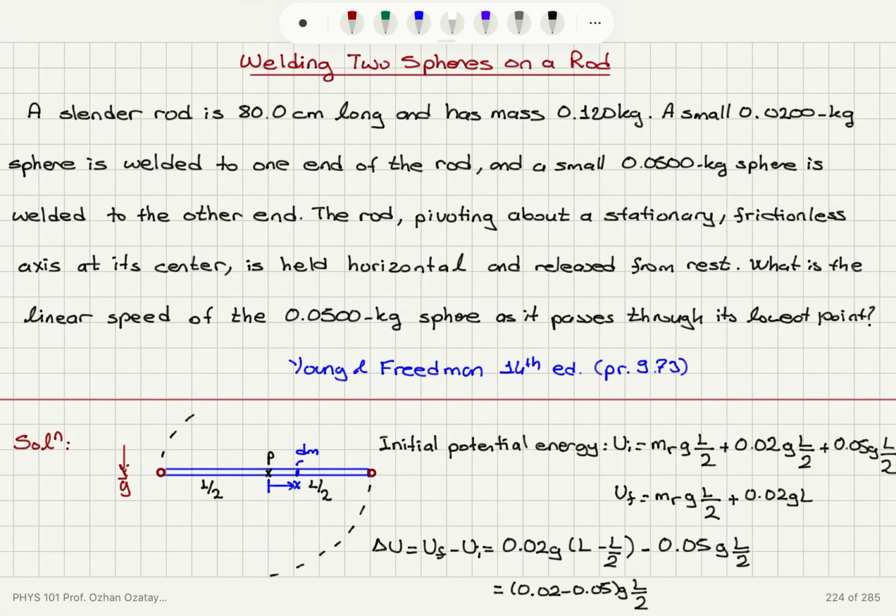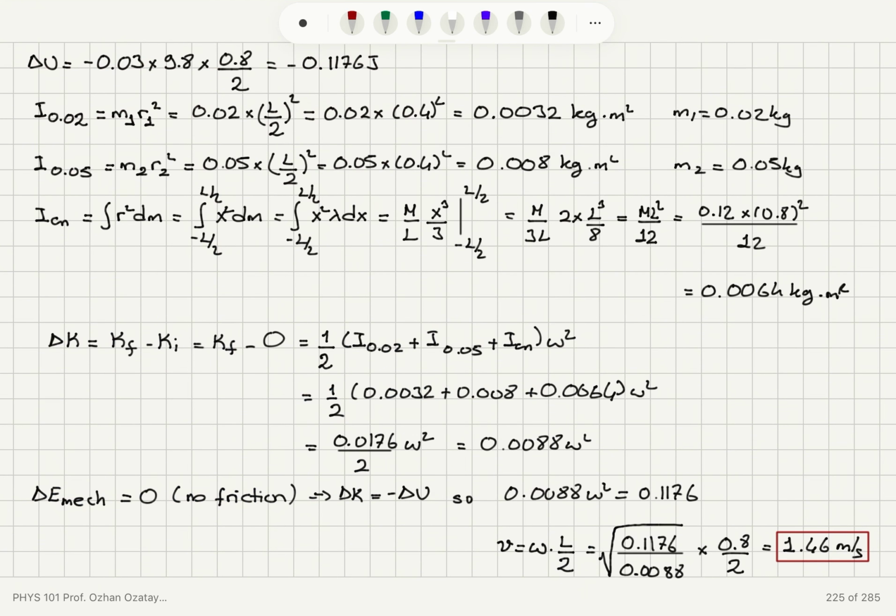Now, to calculate the final kinetic energy of the system, because the change in kinetic energy is equal to the final kinetic energy, it was released from rest, the final kinetic energy is 1 over 2 I total, the total moment of inertia, times omega squared. Omega is the same for all objects, they're welded together. So I have to calculate the moment of inertia contributions from the 0.02 kilogram and 0.05 kilogram spheres and the uniform rod.